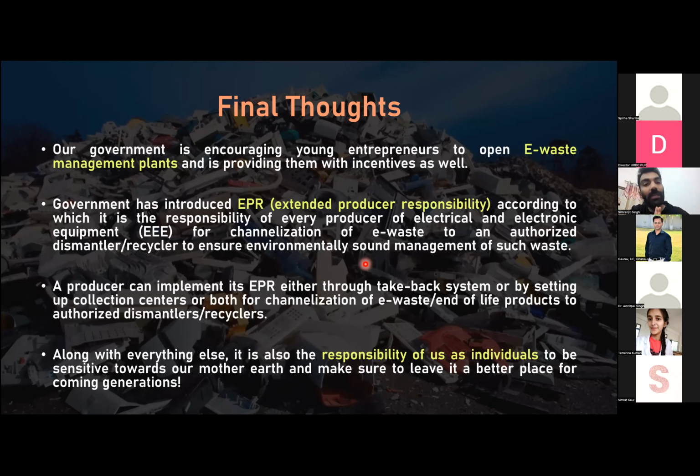We have to think about our priorities, that is also very important. The last point of this presentation: along with everything else, it is also the responsibility of individuals to be sensitive towards our Mother Earth and make sure that we leave it a better place.